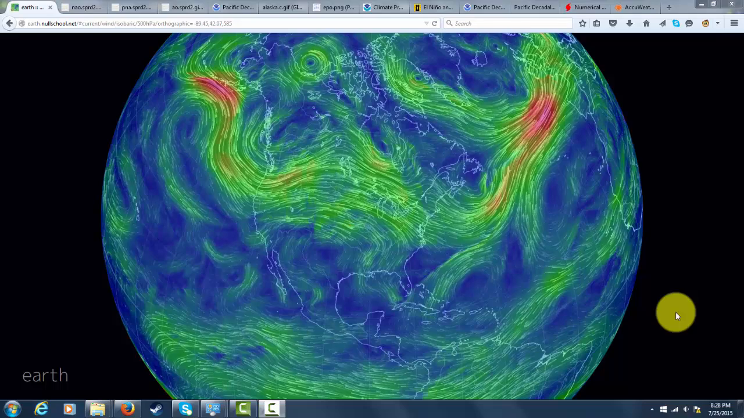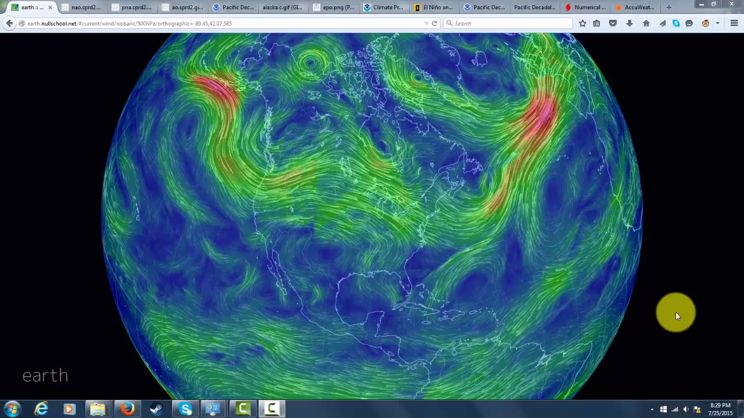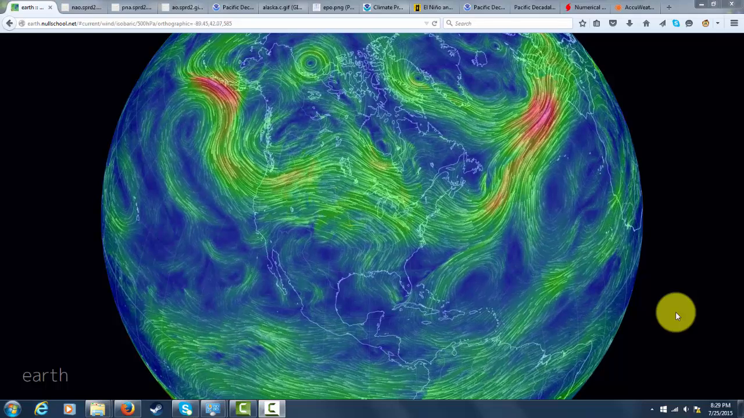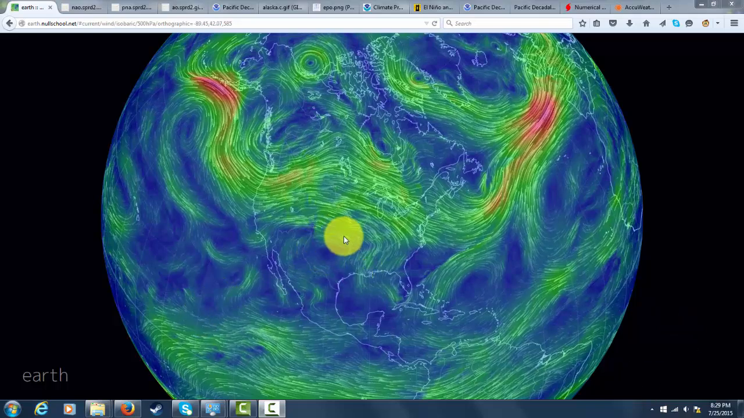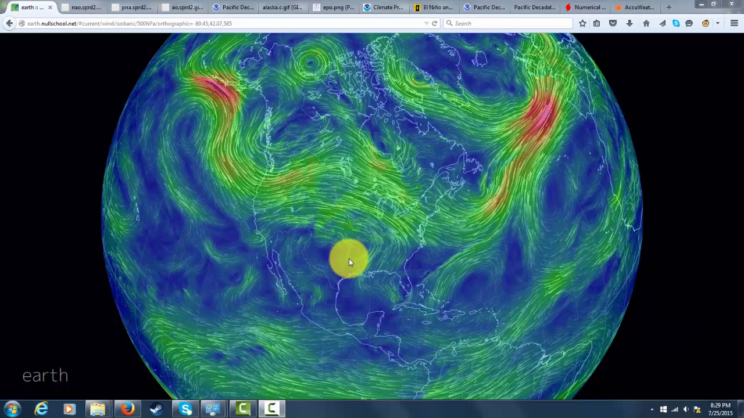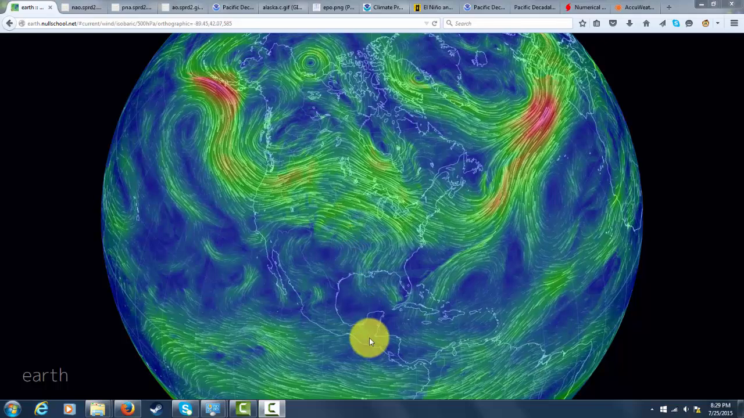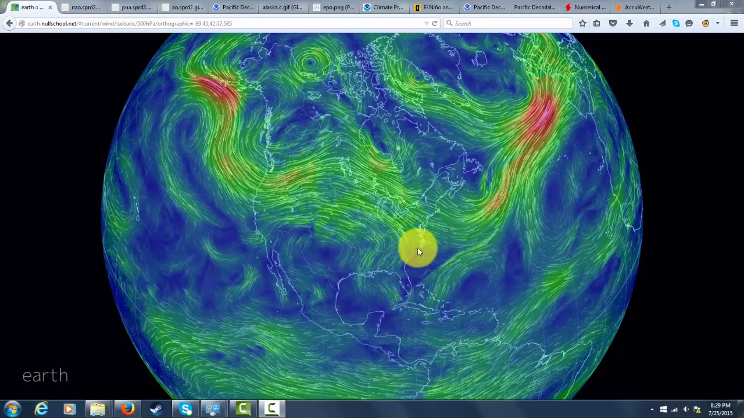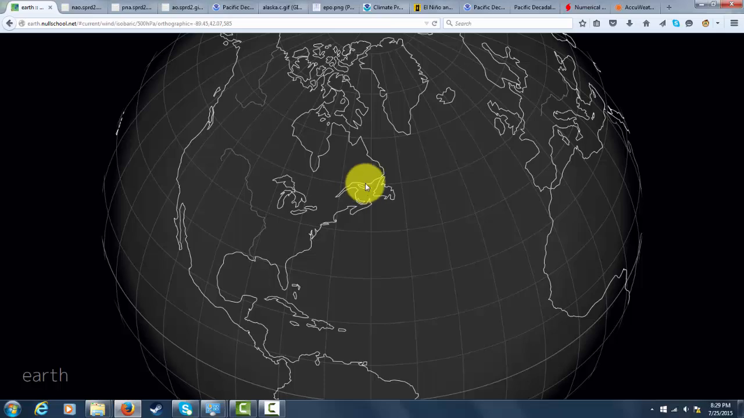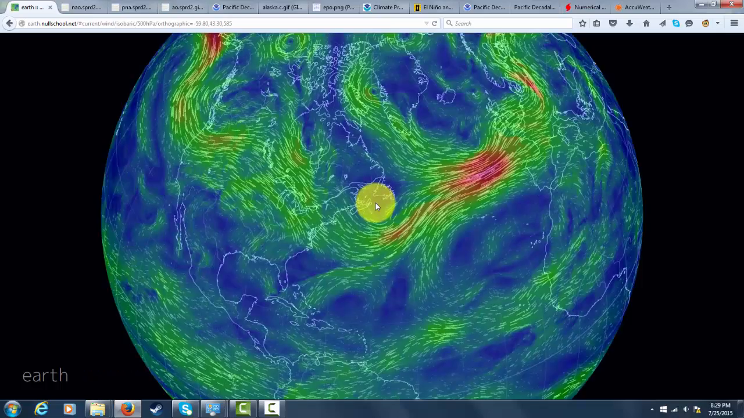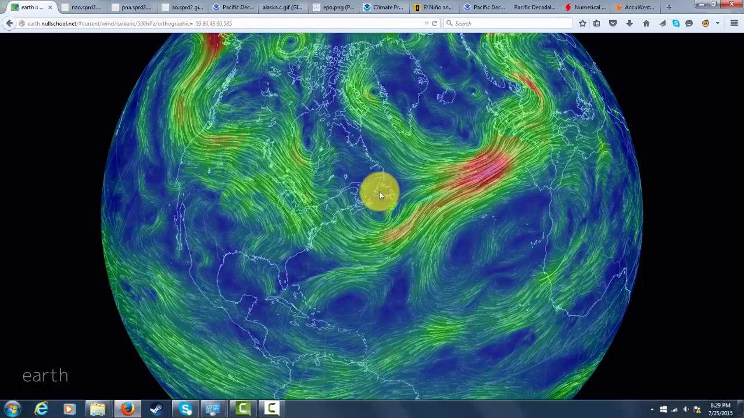Currently, we are looking at the 500 millibar pattern throughout the world, focused in on North America. And as you see, we have a huge ridge of high pressure over Texas and the Central Plains, which is responsible for excessive heat throughout this region. And to the northeast of that, we have an upper level low over here in the Canadian Maritimes, which is responsible for bringing showers and rain to this region.